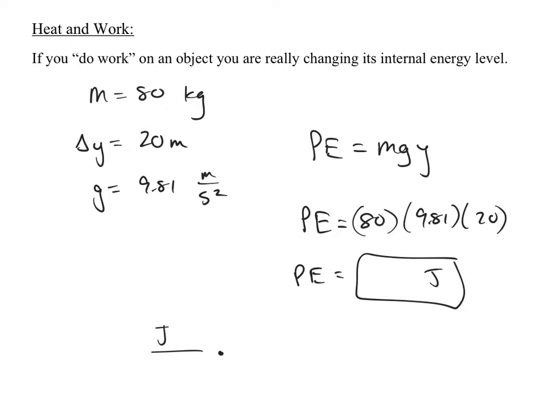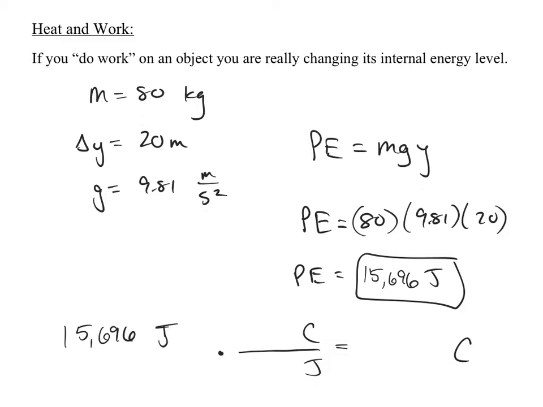What do we get for a number here? What do we get for a number? 15,696. 15,696? Agreed? Somebody? All right. Now, what's the conversion from the previous slide to get 15,696 joules into calories with a capital C?